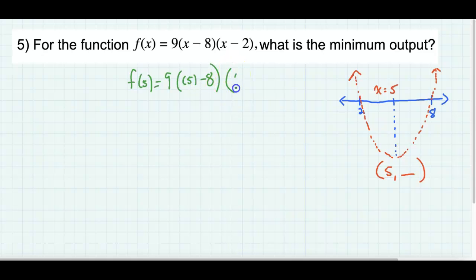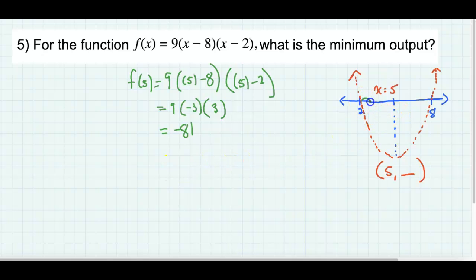So I've got 5 minus 2. So that is equal to 9 times 5 minus 8 is negative 3. And then 5 minus 2 is 3. Okay, so that is equal to negative 81. Okay, now, does that seem reasonable?